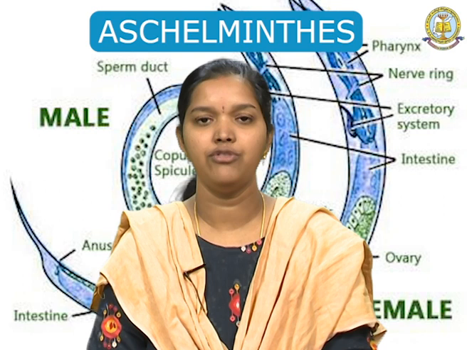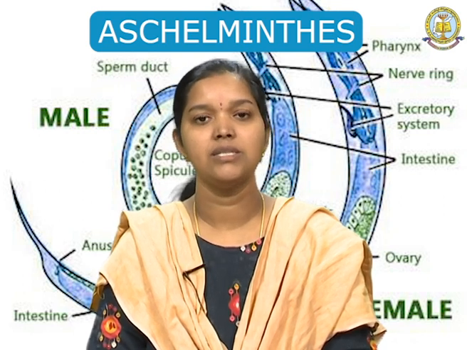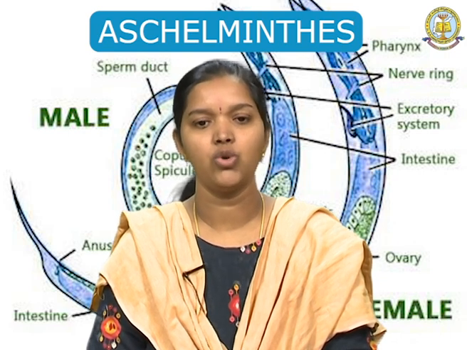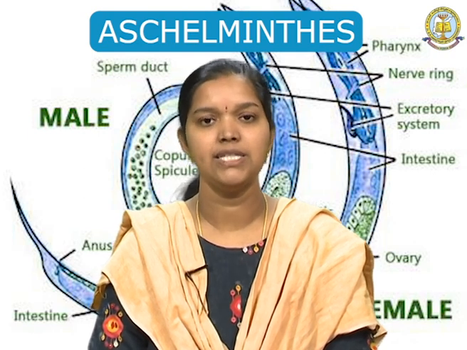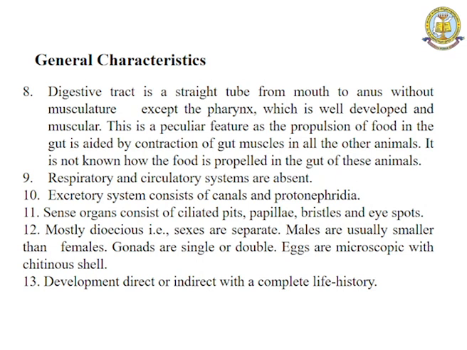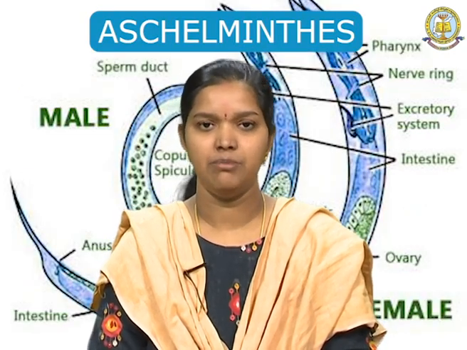So, male and female organisms are present, and the gonads are single or double, and the eggs are microscopic in nature with a chitinous shell. That means chitin is present in their shell, and development is direct or indirect with a complete life history. Now, we will look into the classification of Aschelminthes.